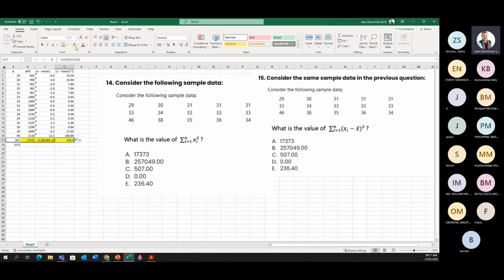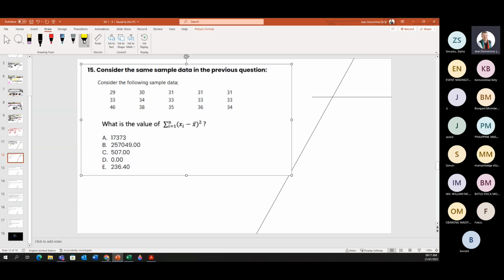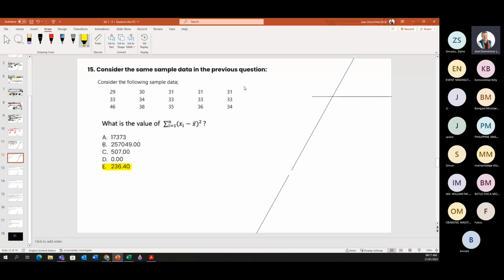236.4. So option E. This one should be, it's quite interesting why that is wrong. It should be equal to 0. So let's just take that out. We'll sort that out later. Okay, but there you've got 236.4, which is option E.